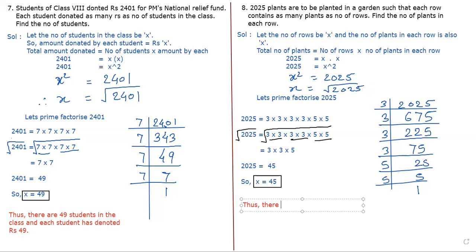Thus, there are 45 plants in each row, and likewise there are 45 rows of plants. So 45 rows having 45 plants each becomes 2025. Yes or no? Yes, sir.